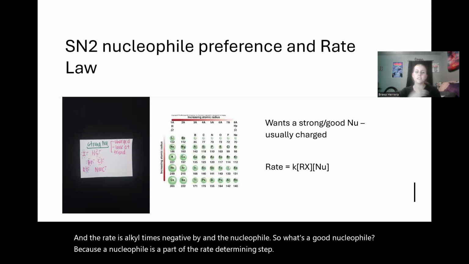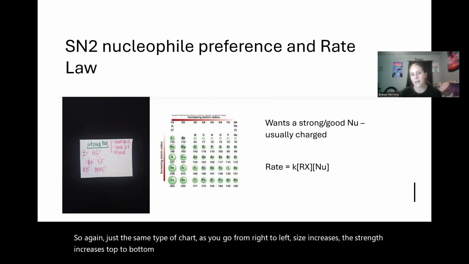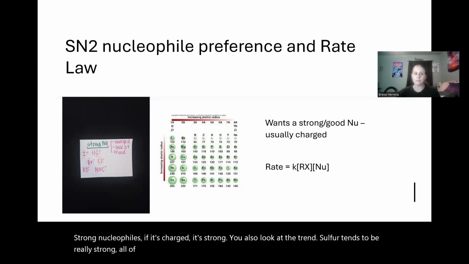So again, just the same type of chart as you go from right to left, size increases, the strength increases, top to bottom, size, strength. These are pretty common, strong nucleophiles. If it's charged, it's strong. You also look at the trend. Sulfur tends to be really strong all of the time as well.